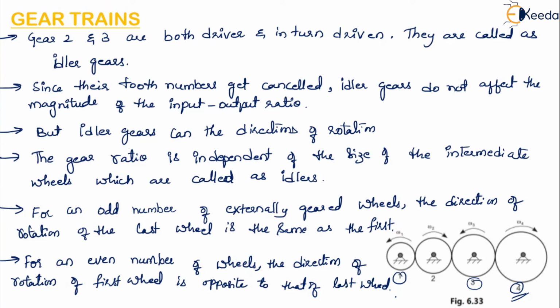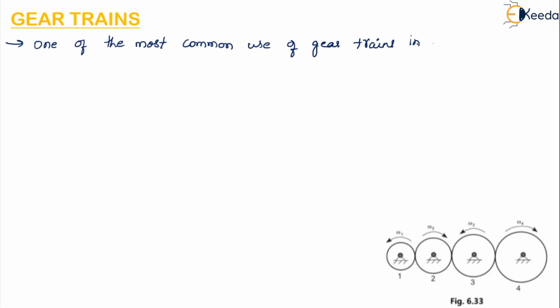Okay. So one of the most common uses of gear trains is the gearboxes of cars. So it is most commonly used in the gearbox of cars.